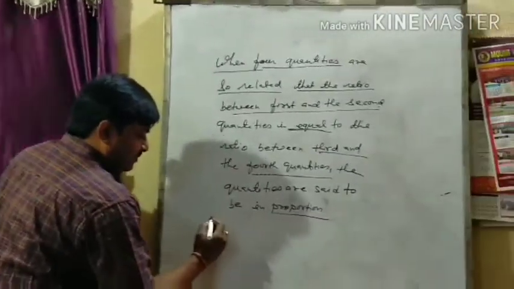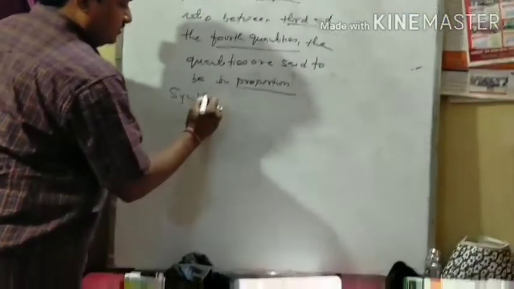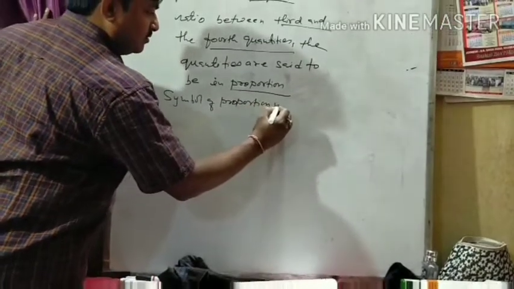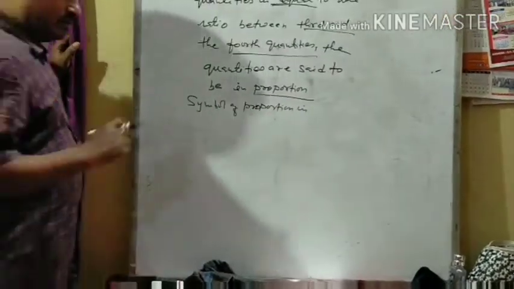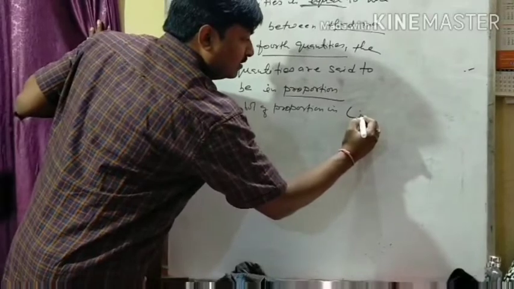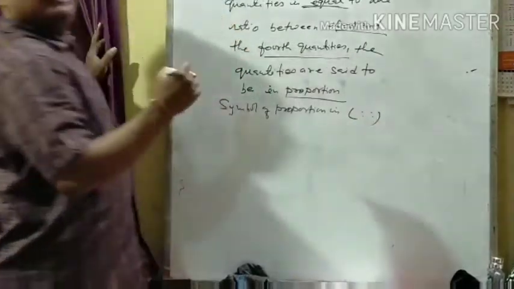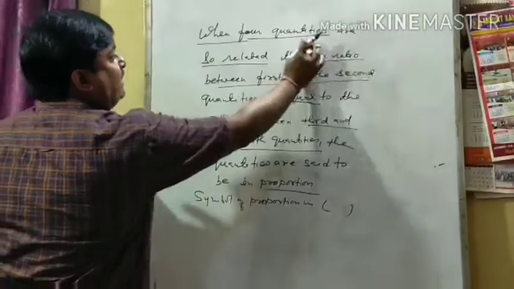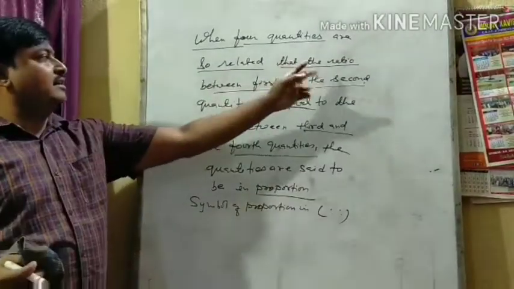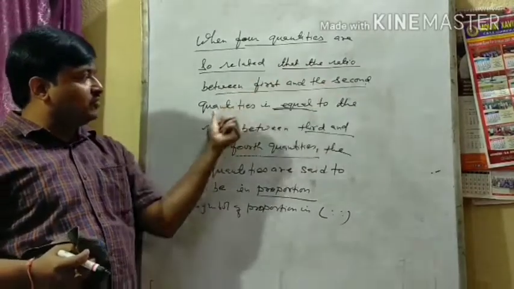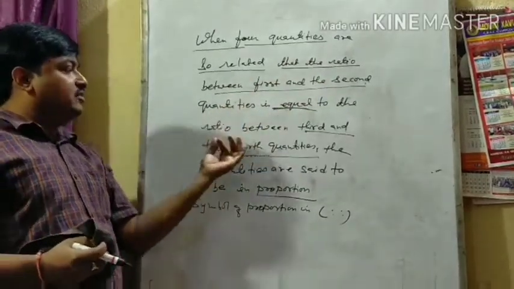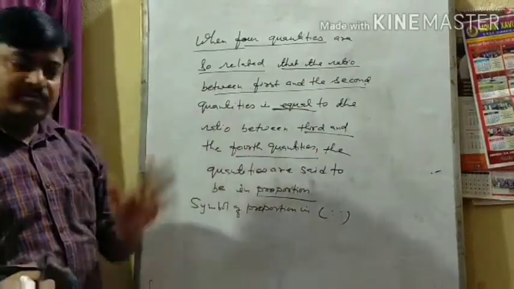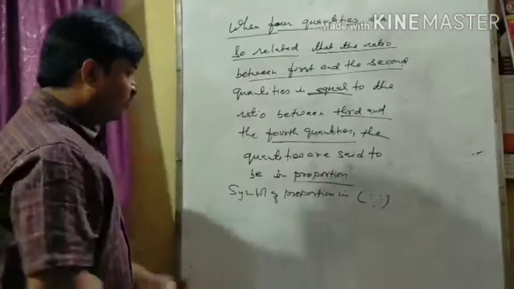Okay students, see the example. The symbol of proportion is double colon, right? Double colon. So when four quantities are so related that the ratio between first and second quantities is equal to the ratio between third and fourth quantities, the quantities are said to be in proportion, and this is the symbol of proportion.